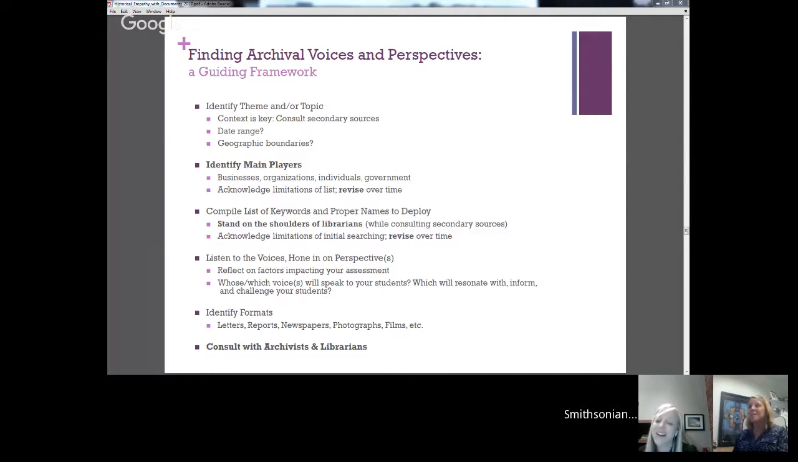Last piece too that I wanted to mention, and one that I think you've just hit on so perfectly, is the use of key subject terms and the importance of searching the Learning Lab as an archivist, putting yourself in the archivist's shoes. How would they describe those resources that you're looking for? And I love too how you say to acknowledge the limitations of your initial search and keep revising over time. I think that's incredibly important.